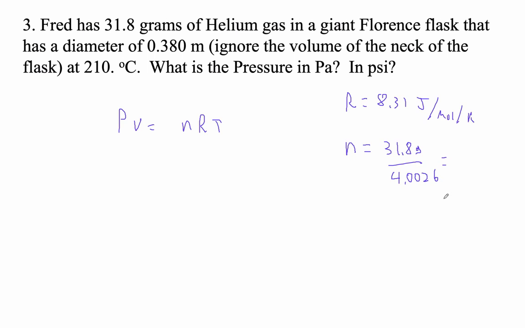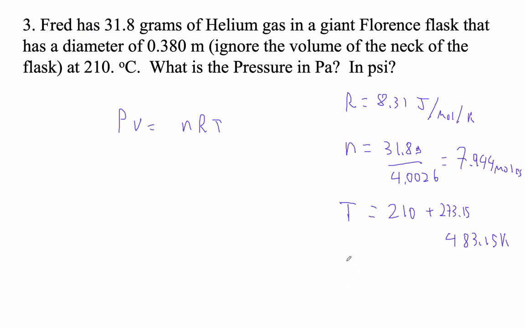Okay, so let's see. 31.8 divided by 4.0026. So I get 7.944 moles. Our temperature, we've got to use absolute temperature. So 210 plus 273.15 is 483.15 kelvins. And then the volume of the flask.